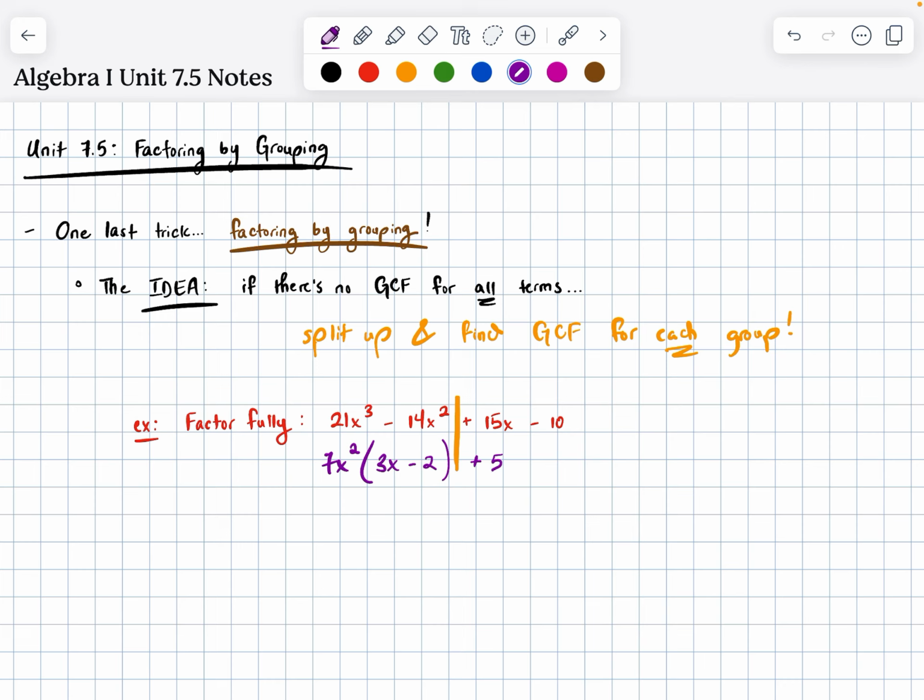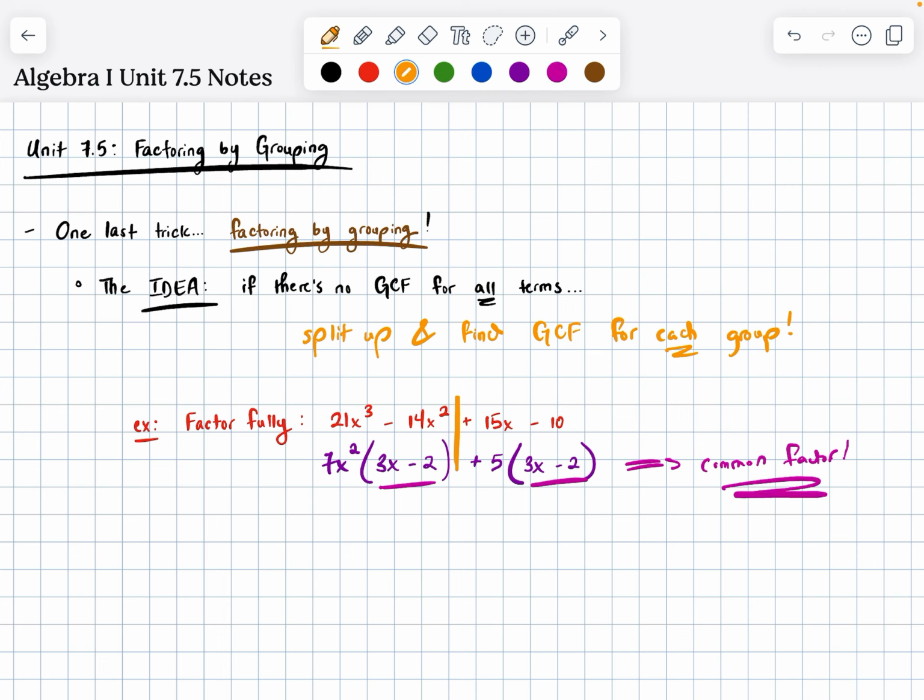Well, both 15 and 10 are multiples of 5. Again, I need some parentheses. Well, to get from 5 to 15x, I need to multiply that guy by 3x. Interesting. And to get from 5 to negative 10, I need to multiply that by negative 2. Well, would you look at that? 3x minus 2 shows up in both of my terms. That means that 3x minus 2 is a common factor.